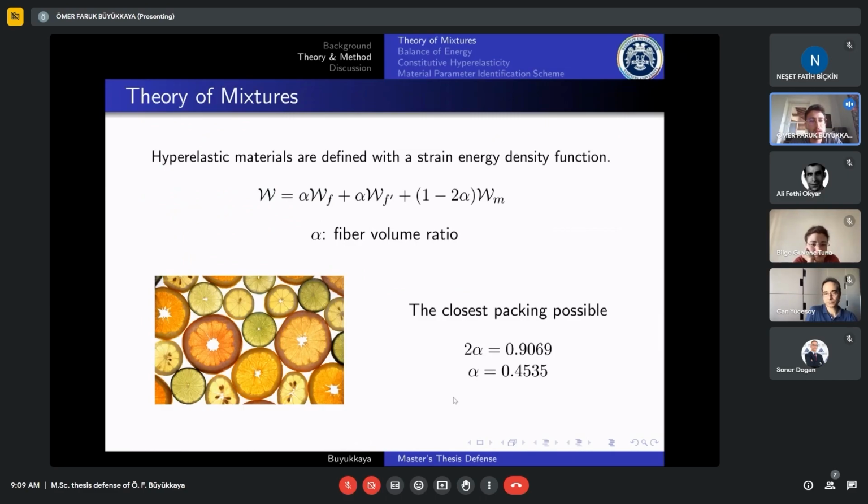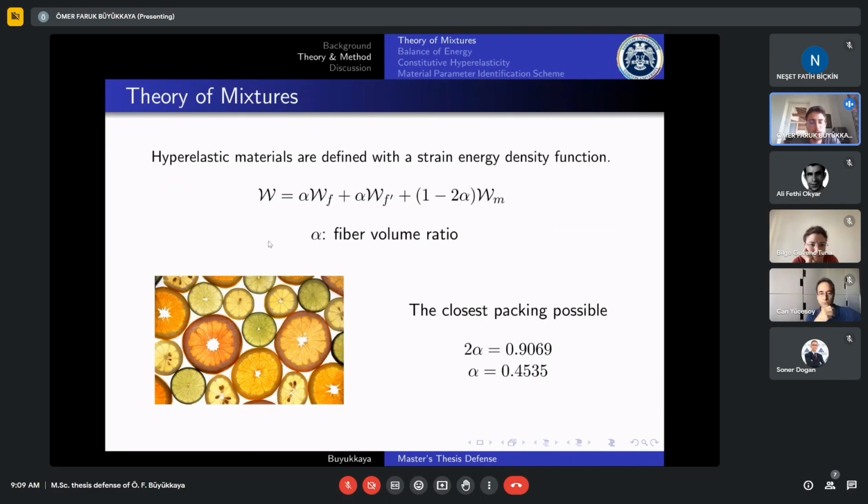We connect these strain energy density functions into a more general one by using theory of mixtures, and we introduce a fiber volume ratio that represents the ratio of one fiber family to the total volume.